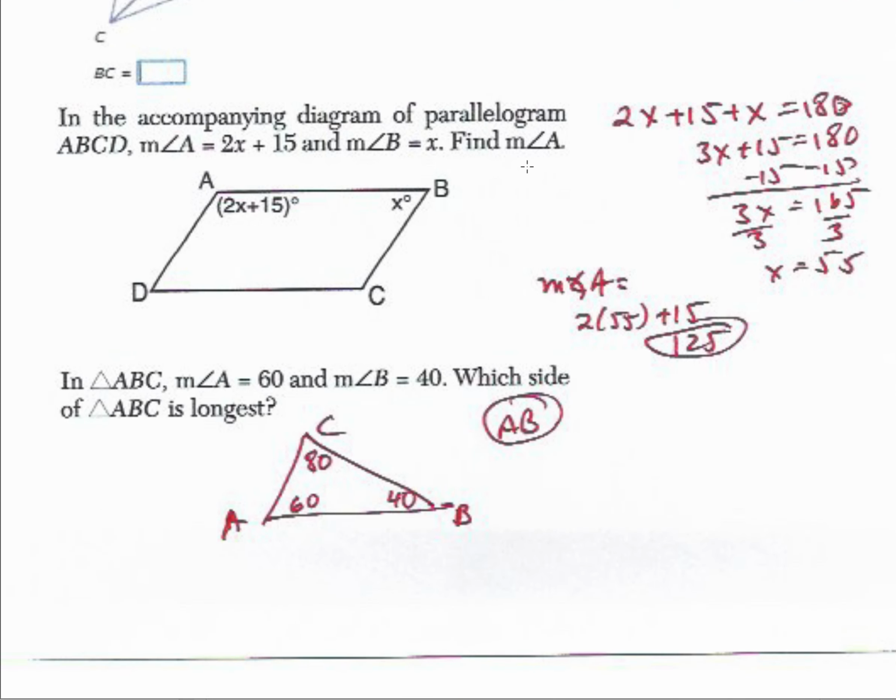Next question. Again, consecutive angles in a parallelogram, they add up to 180. Just write in the equation 2x plus 15 plus x is 180. Same side, same operation, combine like terms. 3x plus 15 is 180. Subtracting the 15, 3x is 165. Dividing by 3, x is 55. So 2 times 55, because we want measure of angle A here, is 110 plus 15 is 125.